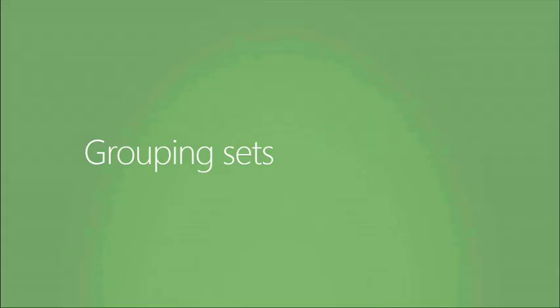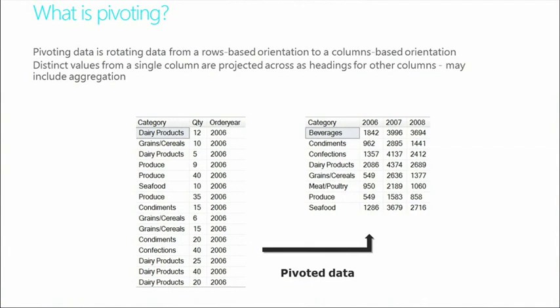All right, let's move into grouping sets. We're going to talk about grouping sets, and in here we're going to talk about pivoting. Pivoting is kind of unique in the sense that we take the rows. So we've got this category, quantity, and order year, and under category we have different items, different products, and quantity and order year. Now we can spin those and rotate the columns. So under category, we maintain, in this case, the beverages. But now we've created a column for each of the years that are available for beverages.